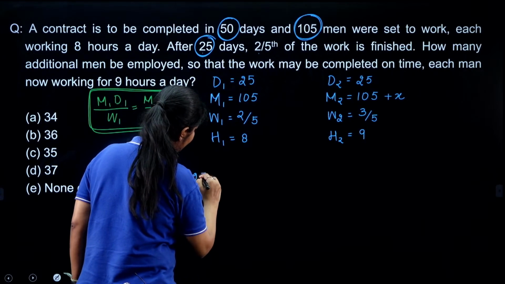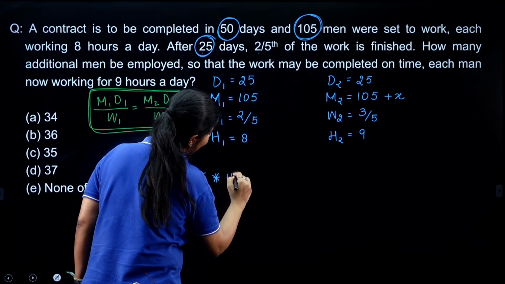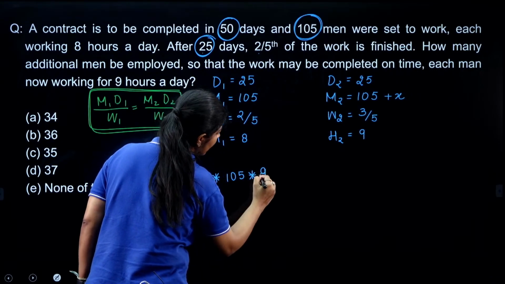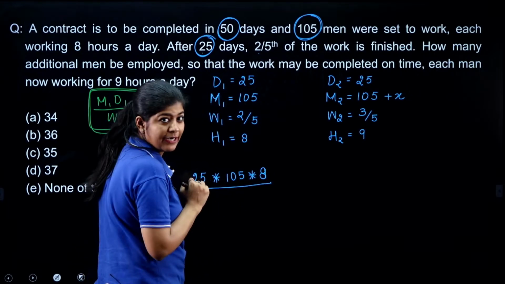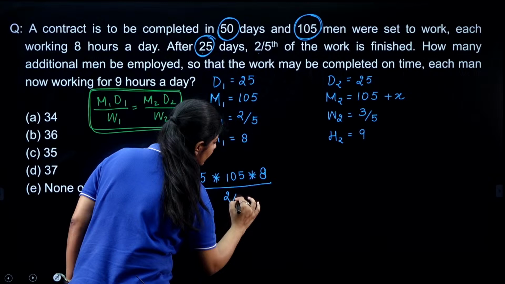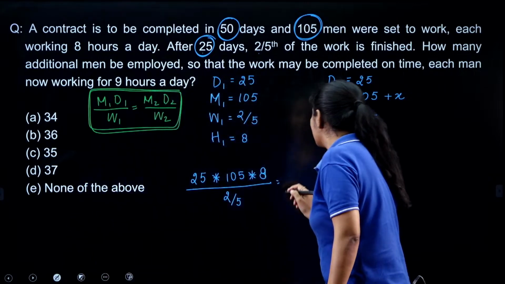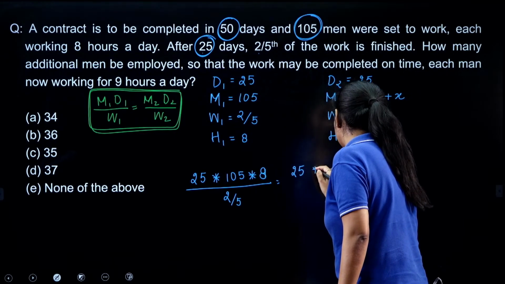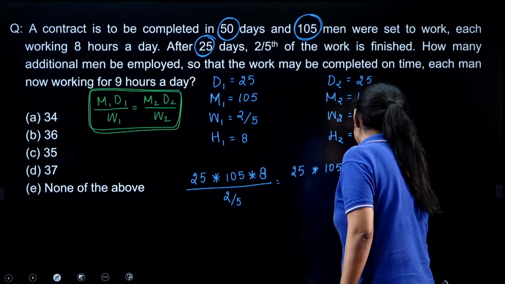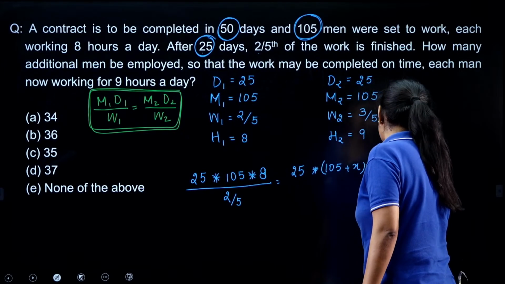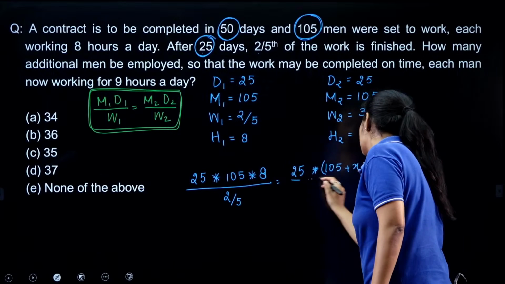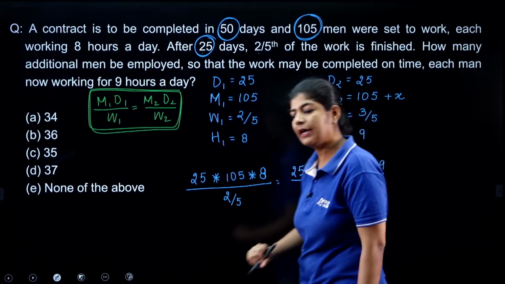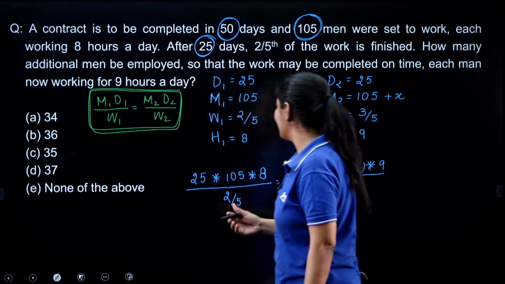So, 25 multiplied by 105 multiplied by 9. Initially they were working for 8 hours, so we will write 8 over here. And they only worked for 2/5 of the total work. That is equal to 25 multiplied by (105 + x) multiplied by, now they are working for 9 hours, and with that condition they need to complete 3/5 of the work, right?